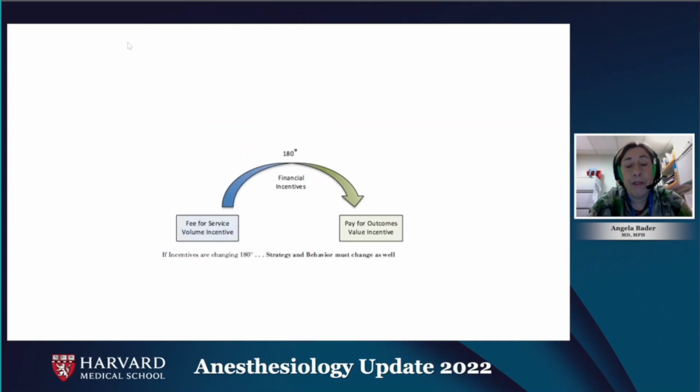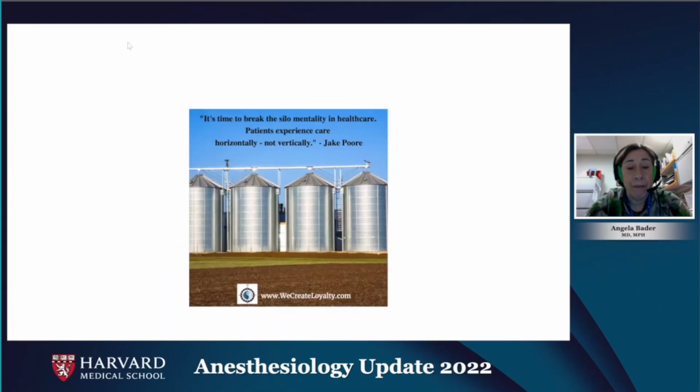So, in a fee for service model where we have volume incentives, we really want to do a shift where we're thinking about paying for outcomes and a value incentive. If the incentives are changing, then our strategy and behavior must change as well. It's time to break the silo mentality in healthcare. Instead of thinking about care in a vertical way, we need to think about care in terms of the patient's care trajectory in an episodic way.